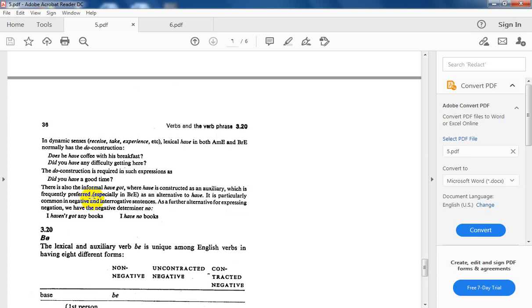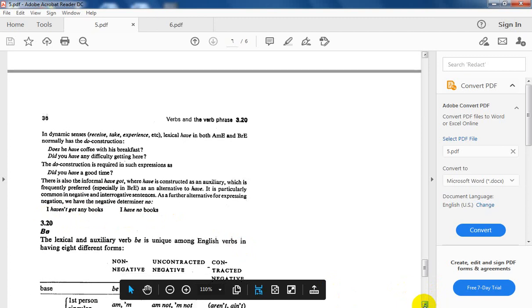As a further alternative for expressing negation, we have the negative determiner no. I haven't got any books. I have no books. And this is a use of got. I haven't got any books means I have no books. Means yani got, it is something informal usage in the British.